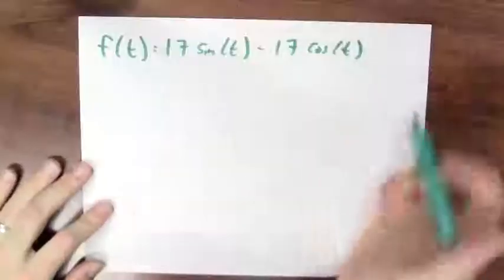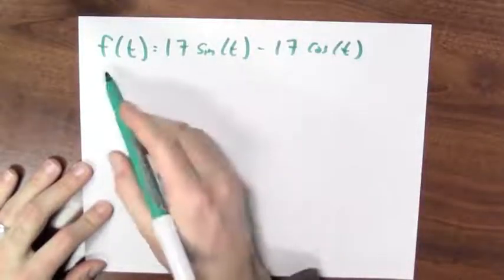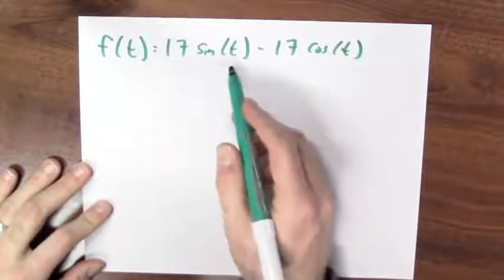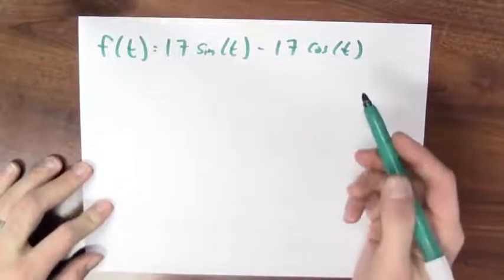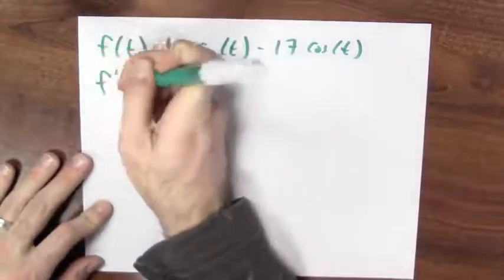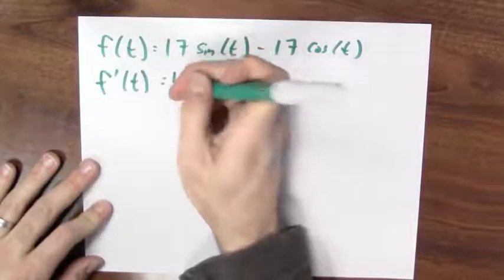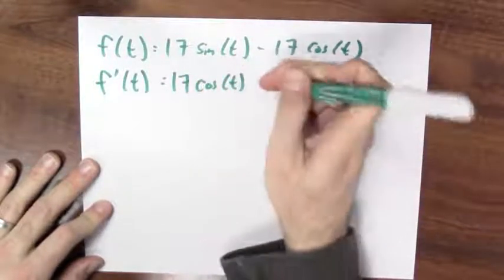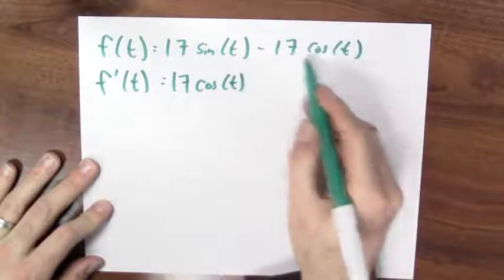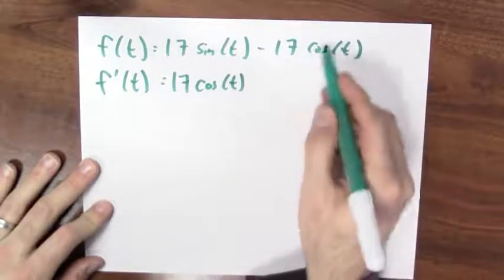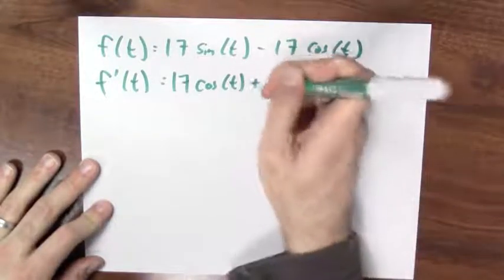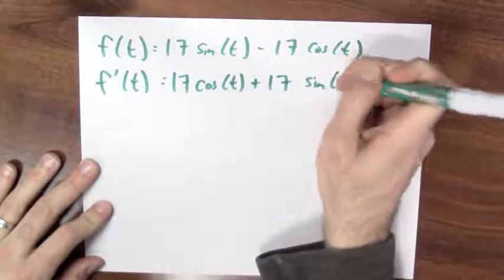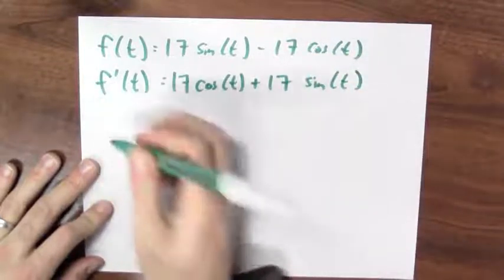We know even more functions like this. For instance, what if f were the function f of t equals 17 sine t minus 17 cosine t? Well, then the derivative of f would be 17 times the derivative of sine, which is cosine, minus 17 times the derivative of cosine, but the derivative of cosine is minus sine, so this is plus 17 sine t. So that's the derivative of f.